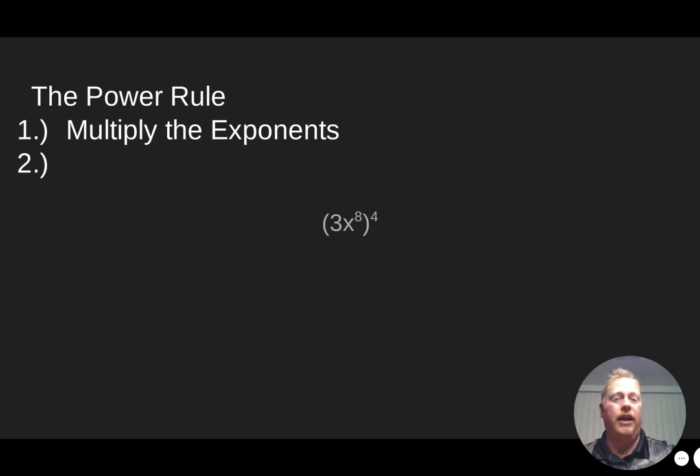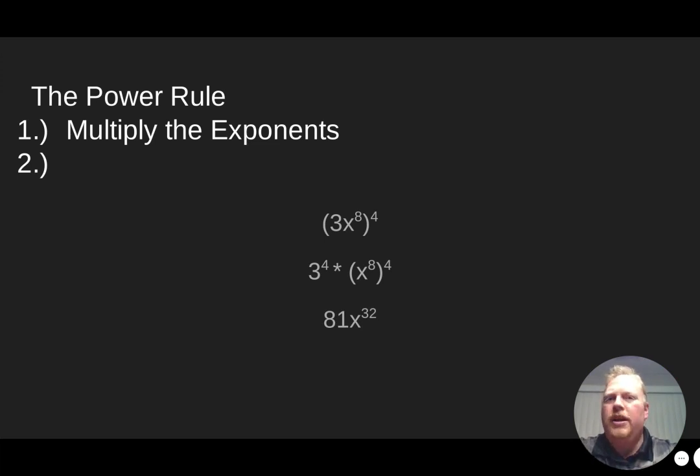So if you want to visualize it, you can think of it as 3 being raised to the 4th power, and then x to the 8th being raised to the 4th power. So 3 to the 4th power is not 12. I don't do 3 times 4. I do 3 times 3 times 3 times 3, which is 81. And then our first rule is multiply the exponents, so I get 81x to the 32.